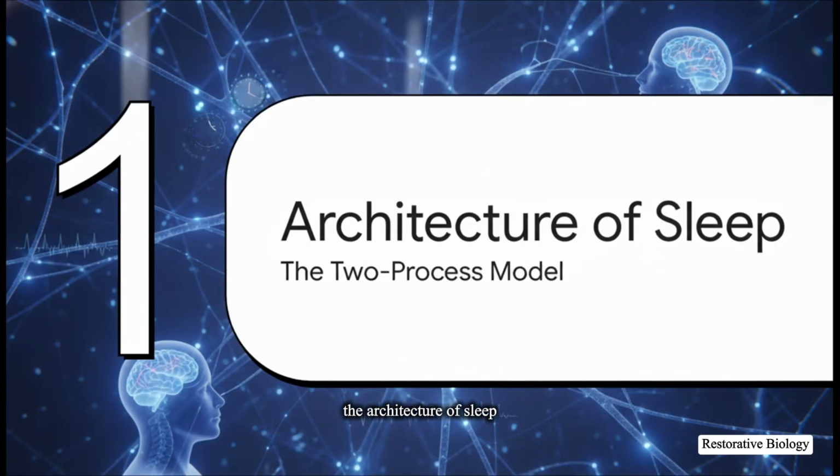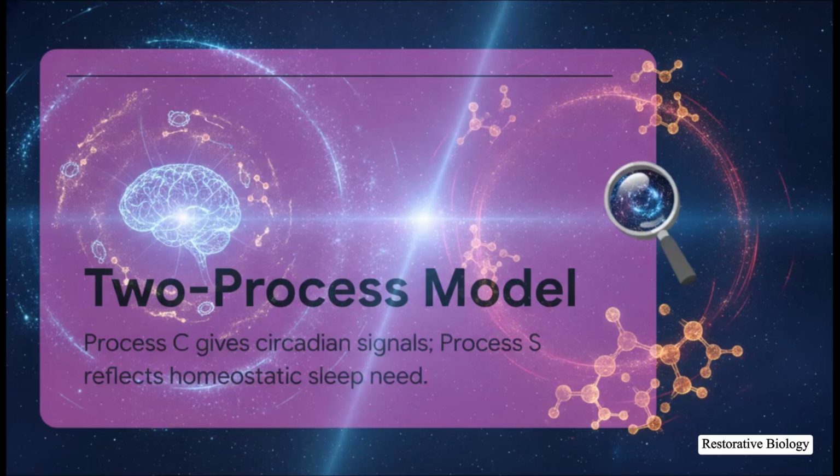Section 1. The architecture of sleep. All right, to really master our nervous system, we first need to understand the big, overarching systems governing our biological rhythms. Because sleep isn't just a switch that suddenly flips when you're tired. It's actually the precise intersection of two really dynamic forces. We call this the two-process model.